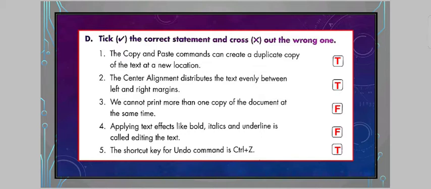Next, we cannot print more than one copy of a document at the same time. This statement is false. Applying text effects like bold, italic, and underline is called editing the text. False, it is called formatting the text. Next, the shortcut key for the undo command is Control plus Z. This statement is true.